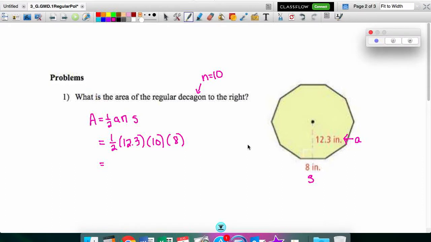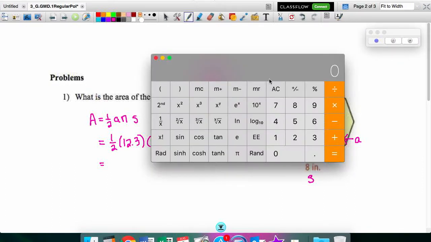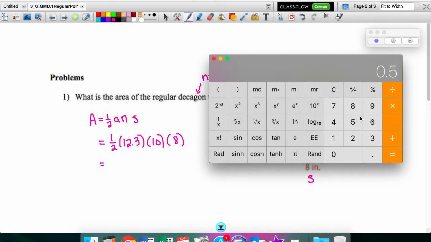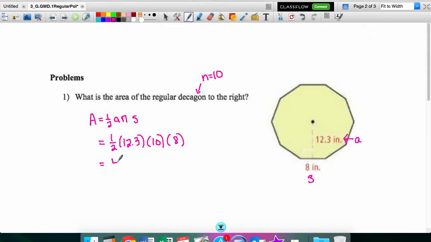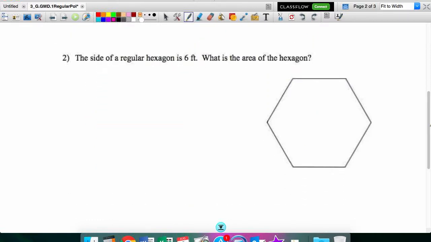Now that we have all of these values in our formula, let's go ahead and calculate them. 1/2 times 12.3 times 10 times 8 gives us 492. And once again, since this is an area, our unit should be in square units. So that was a relatively easy problem. However, you know that these problems are going to get tougher. So let's take a look at problem 2.